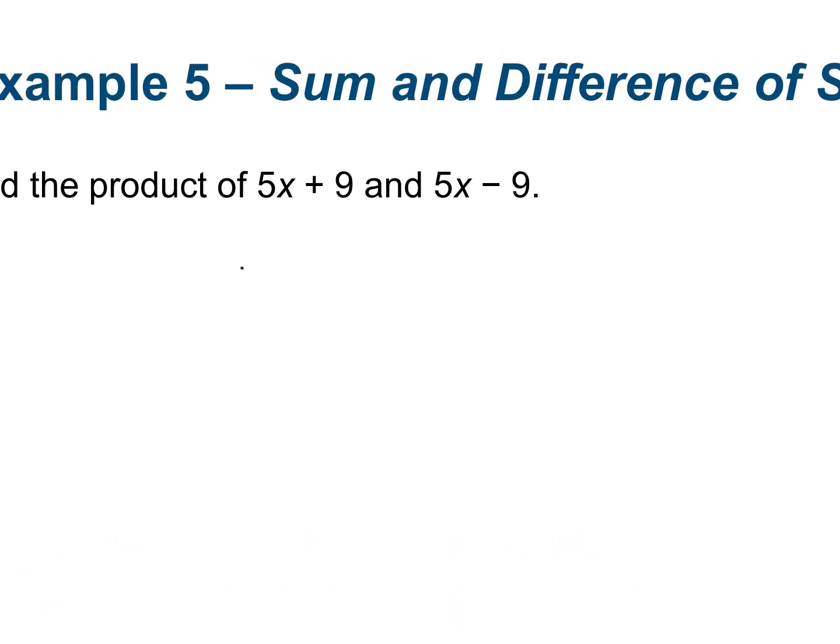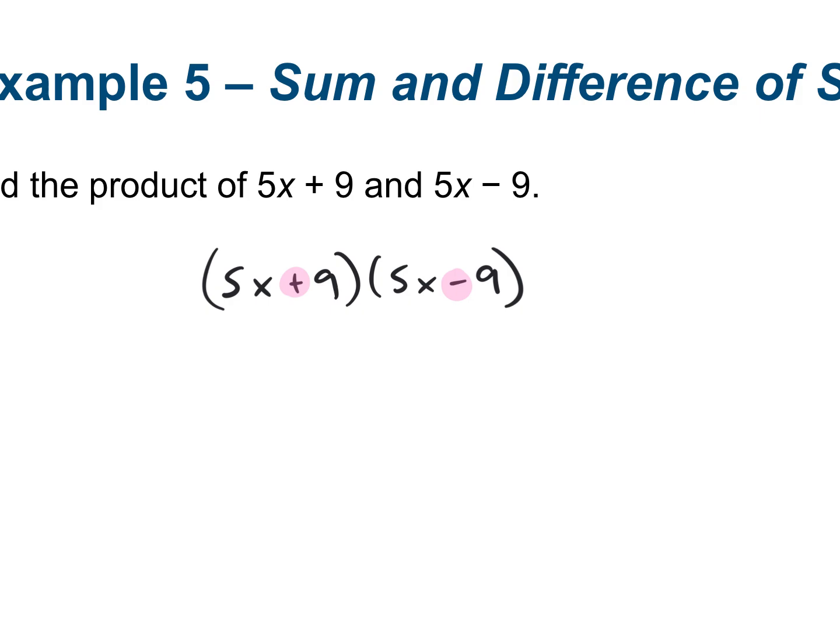So in our last example, we have 5x plus 9 times 5x minus 9. What's special about these? They're conjugates. They're the same thing, but the sign in the middle is different. So we can FOIL it, or we could use our shortcut. What do you want to try?